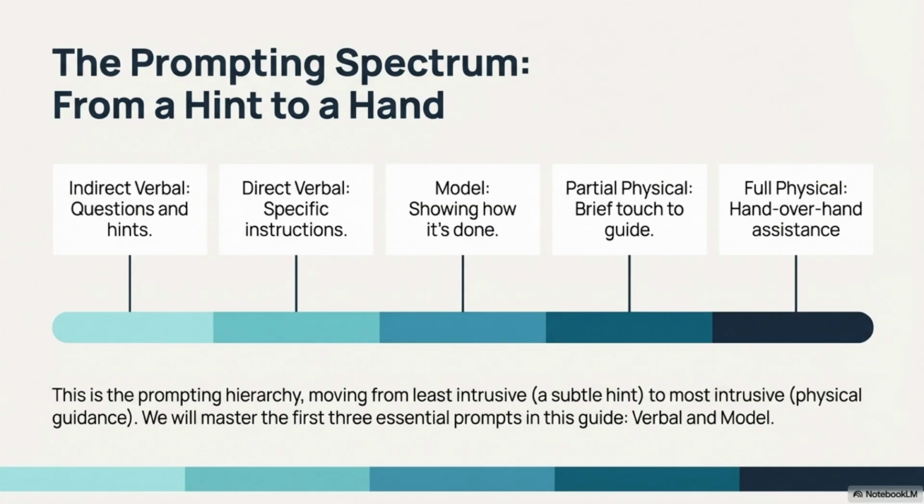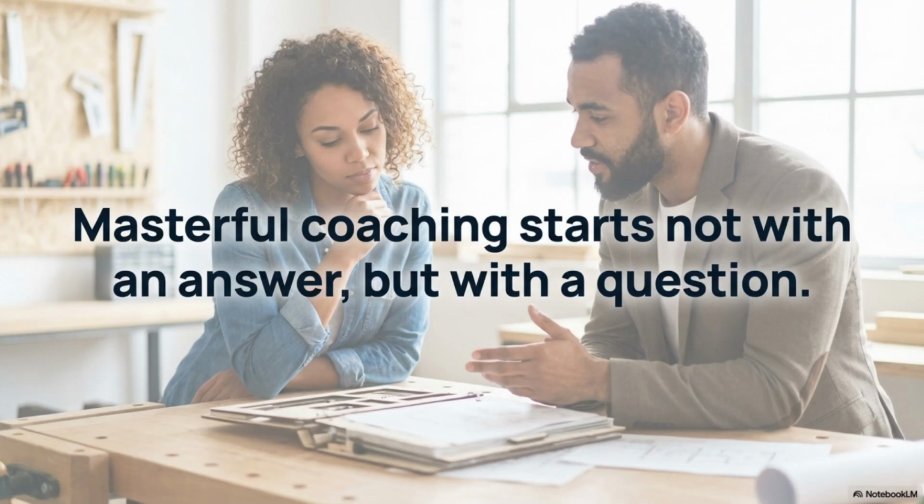Indirect verbal prompts. Questions and hints that guide without telling. Direct verbal prompts. Specific instructions that tell exactly what to do. Model prompts. Showing how to do the task. Partial physical prompts. Brief touch to guide movement. Full physical prompts. Hand-over-hand assistance. For each type, you'll learn what it is, when to use it, and see real examples from job coaching situations. By the end of this video, you'll be able to choose the right prompt for any situation and use it effectively. Let's start with verbal prompts.